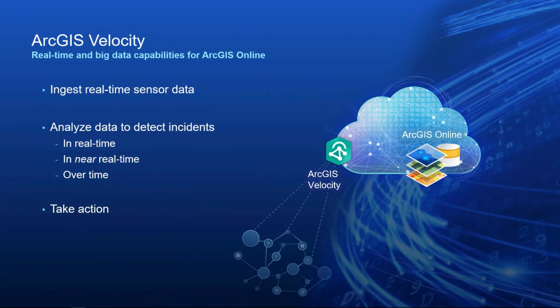So ArcGIS Velocity is a newer capability that extends Esri's geospatial cloud, ArcGIS Online, with real-time and big data functionality. First, it provides a wide variety of capabilities for ingesting and working with observation and sensor data. You can configure out-of-the-box connectors to bring in data from IoT platforms and third-party APIs, so a big parallel to GeoEvent Server there. ArcGIS Velocity is also an end-to-end system for analysis, supporting analyzing data in real time in a streaming way, in near real time with scheduling, and also over time. And then thirdly, you can take immediate action as a result of your analysis, sending notifications or triggering downstream processes.